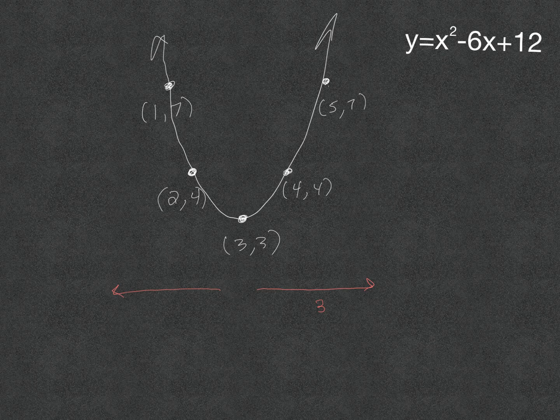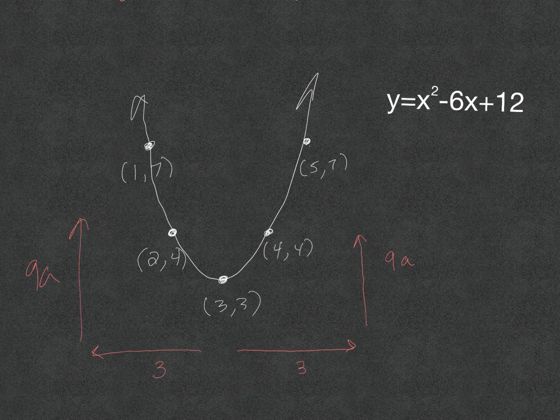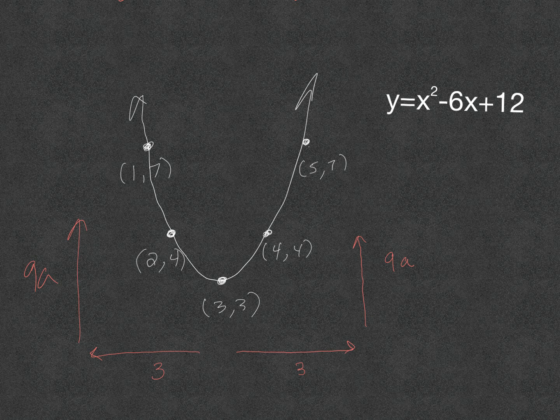So over from the vertex 3, let's do the 3s. We haven't done them. Over 3 to the right, and guess what? Up 9a. And the same thing on the other side, 9a. So if I did need another point, right? I'm going over 3 from the vertex, and what I mean is to the right. That's going to give me 6.